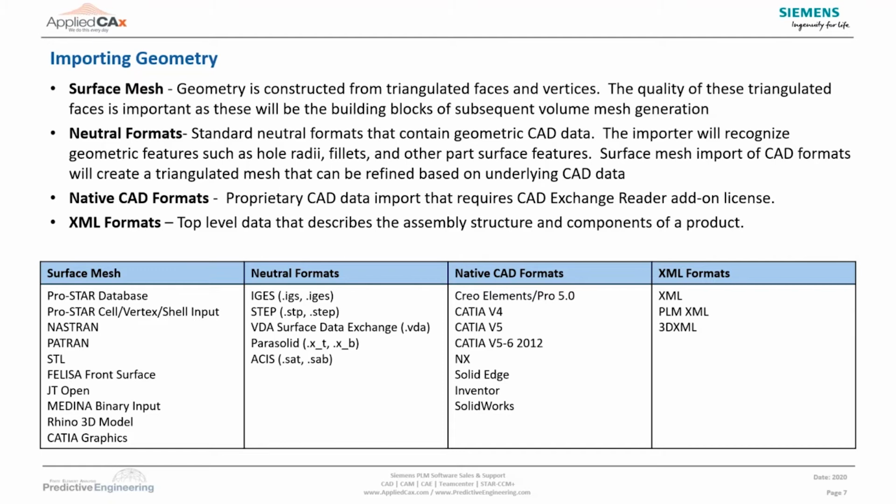If you do want a better linkage to the CAD formats, there are direct tools for directly importing from, say, NX, Inventor, SolidWorks, and CATIA directly into STAR. Typically, they require an add-on license for those functions. And lastly, there's XML formats that we won't really get into much. These are primarily assembly structure components that may contain either CAD or surface data.